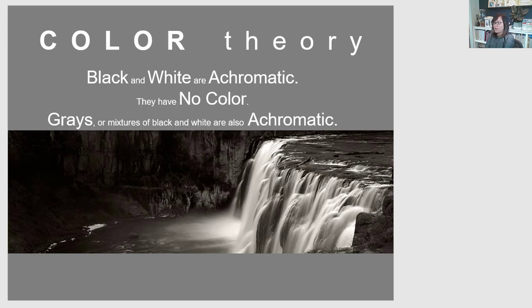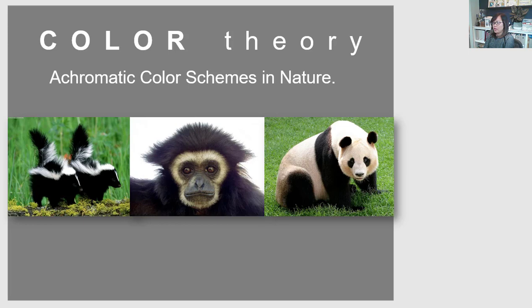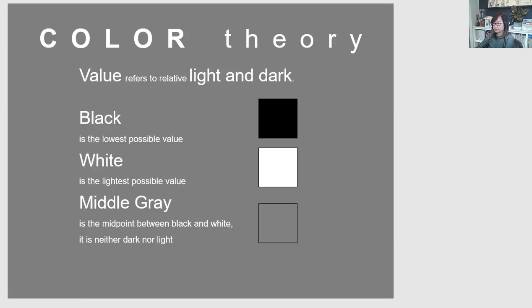So black and white are achromatic, they have no color. So when we keep saying, oh, the color black, the color white, it is actually not considered a color, it is called achromatic. Grays or mixtures of black and white are also achromatic. So achromatic is the value of colors, right? Lighter, darker. You can see the achromatic color schemes in nature. You've got the skunks, the monkey, the panda, so black and white.